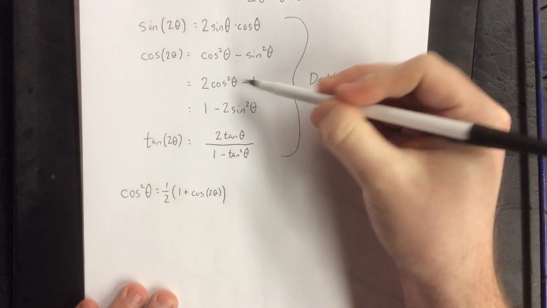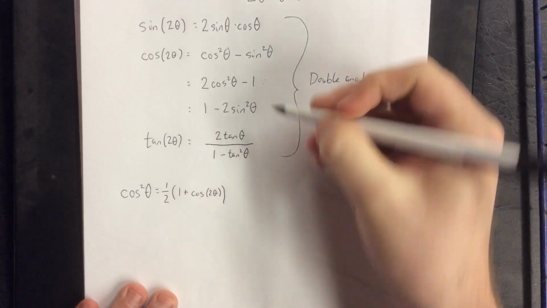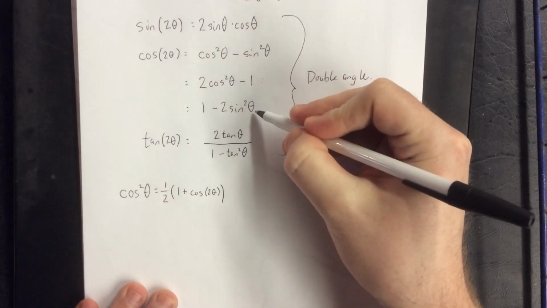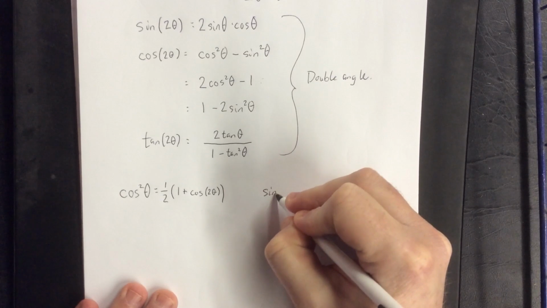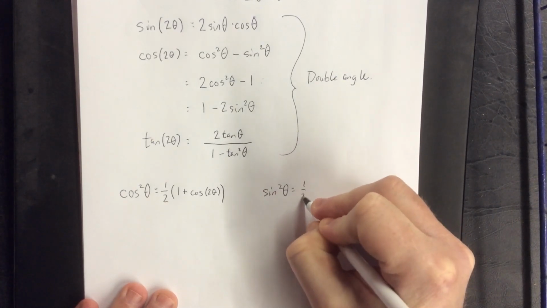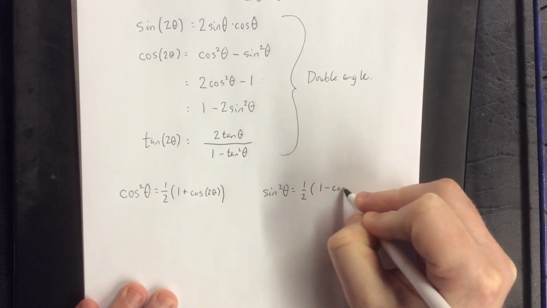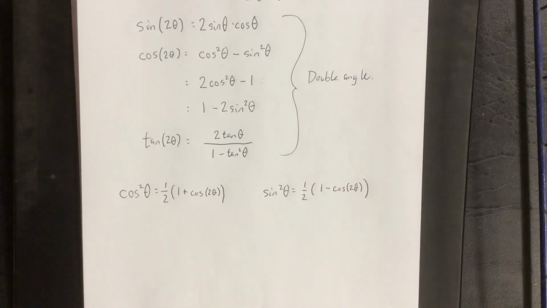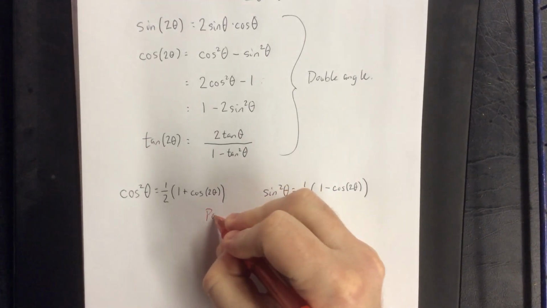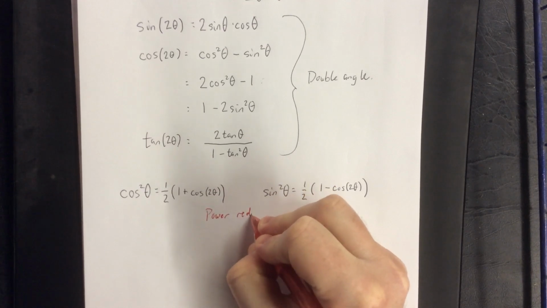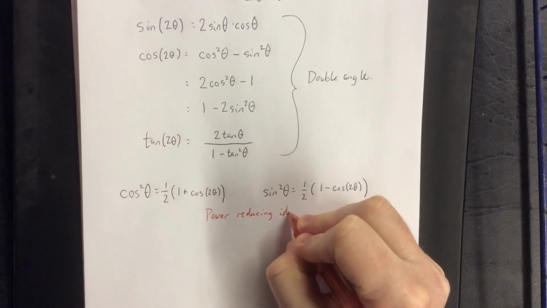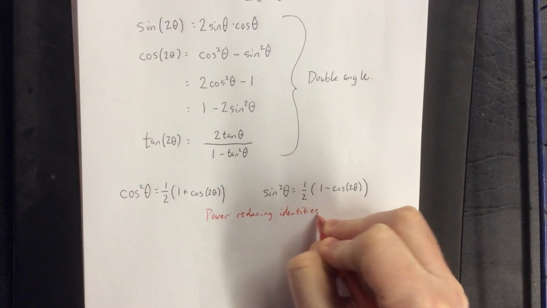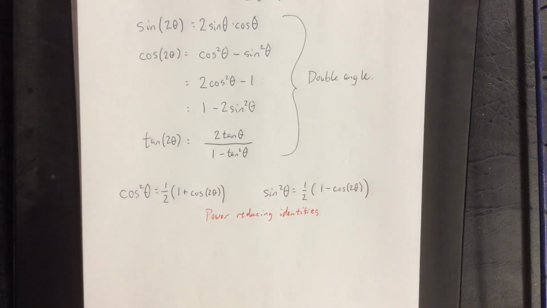That's if I were to solve this equation for the cosine squared of theta. If I solve this equation for the sine squared of theta, I would get that the sine squared of theta is equal to half of 1 minus the cosine of the double angle. These 2 identities show up very frequently in Calc 2 and in Calc 3. These are known as the power reducing identities, so called because we start with something that is squared and we end with something that is not squared.